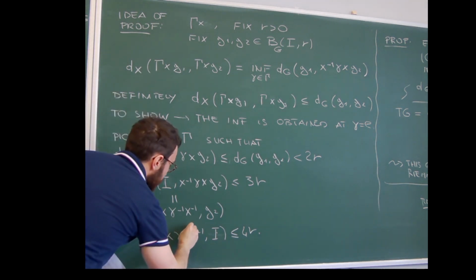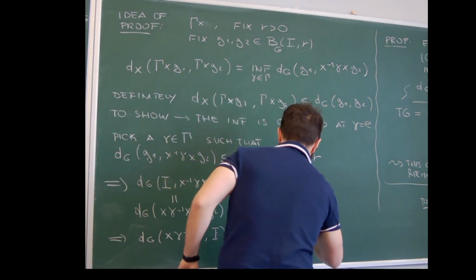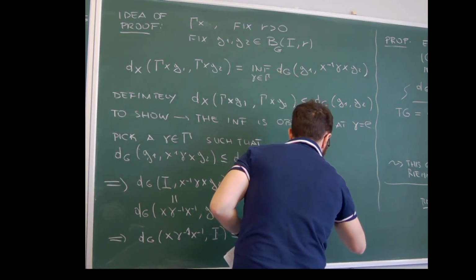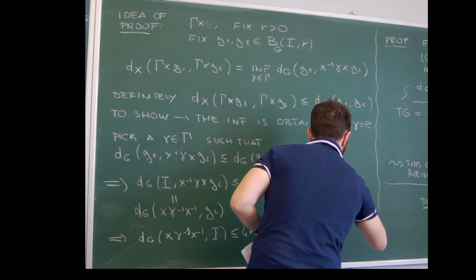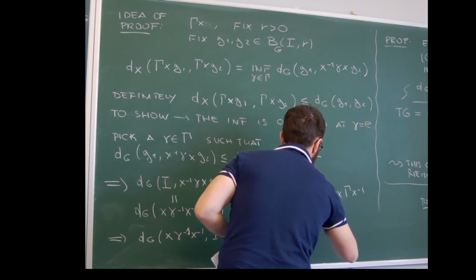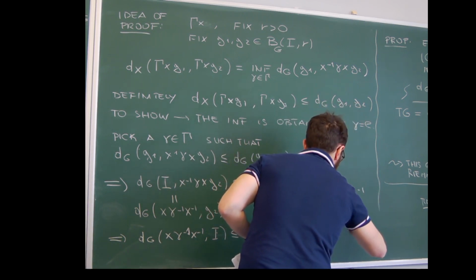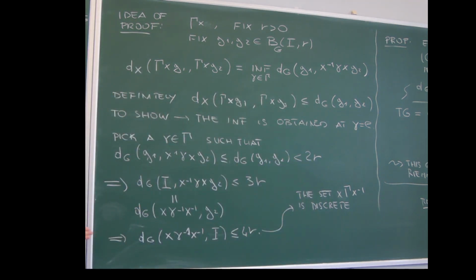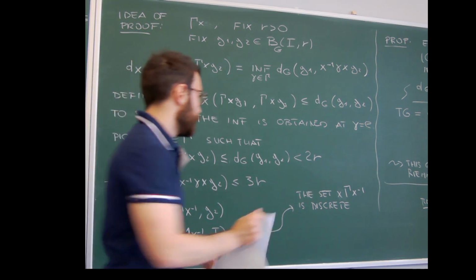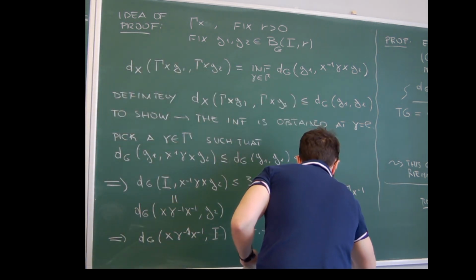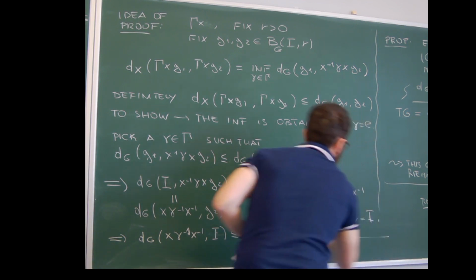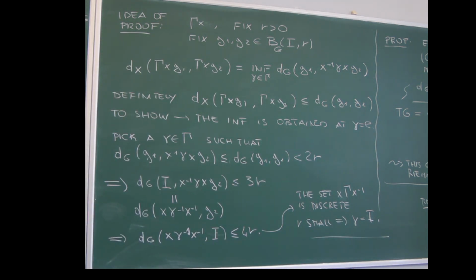Good. But now, you notice that the set x gamma x to the minus 1 is discrete. So if r is sufficiently small, gamma to the minus 1 has to be the identity. Okay? So r small implies gamma equals the identity. Okay, and this shows that you have an isometry.